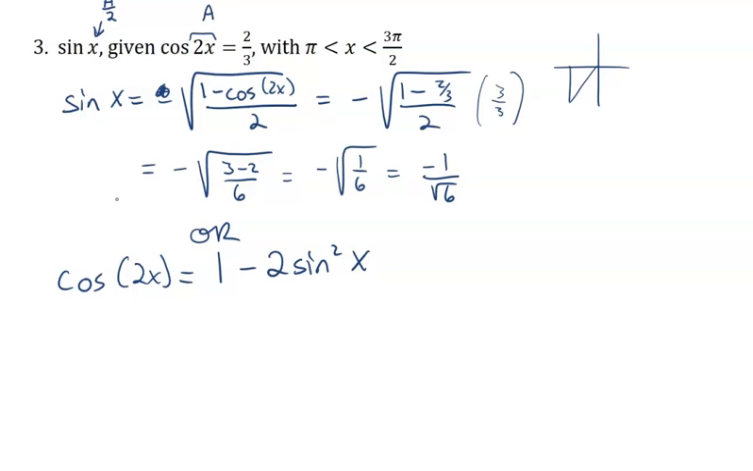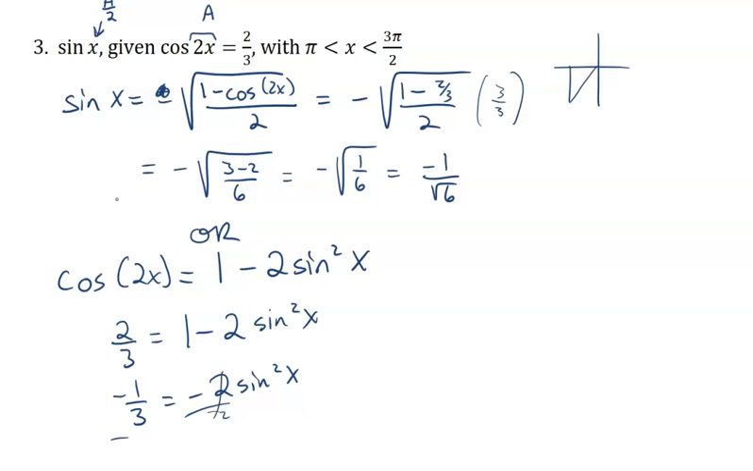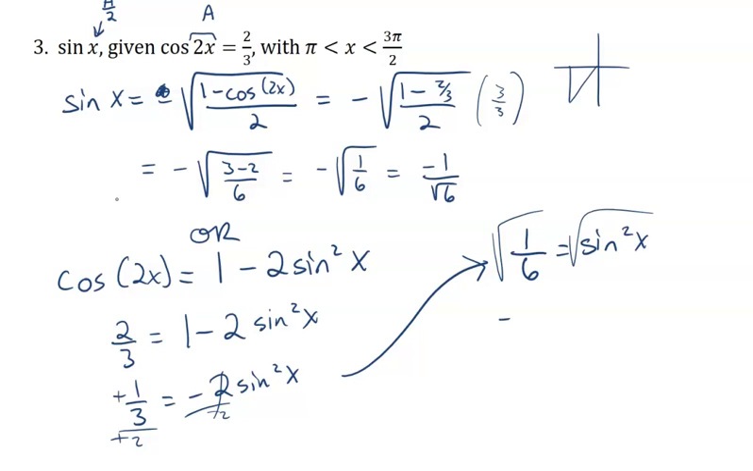So let's see, cosine of 2x is equal to 2/3, which equals 1 minus 2 sine squared x. Subtract 1 from both sides, I get negative 1/3 equals negative 2 sine squared of x. Divide both sides by negative 2, that becomes positive. So I get 1/6 equals sine squared of x. Then I take the square root of both sides, and I do need a plus or minus here. Plus or minus root of 1 over 6 is equal to sine x.